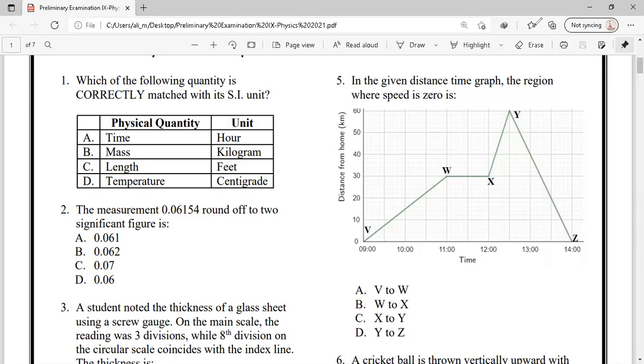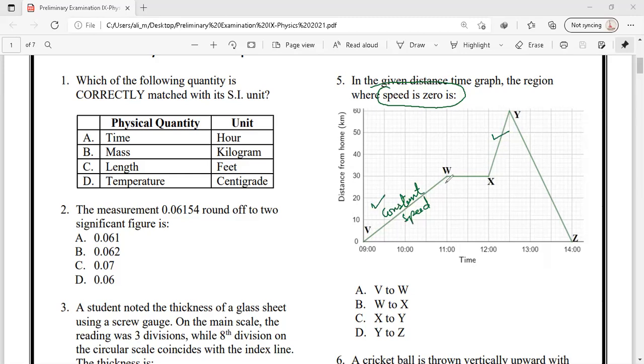Let's see question number 5. In the given distance time graph, the region with the zero speed. We have a distance time graph below and we have to identify the region in which the speed is zero. So distance time graph के अंदर इस तरह की tilted line, this shows the constant speed. ये part of the graph shows the constant speed, while this is also similar to this one. So this part also shows the similar speed, while y to z shows the negative speed.